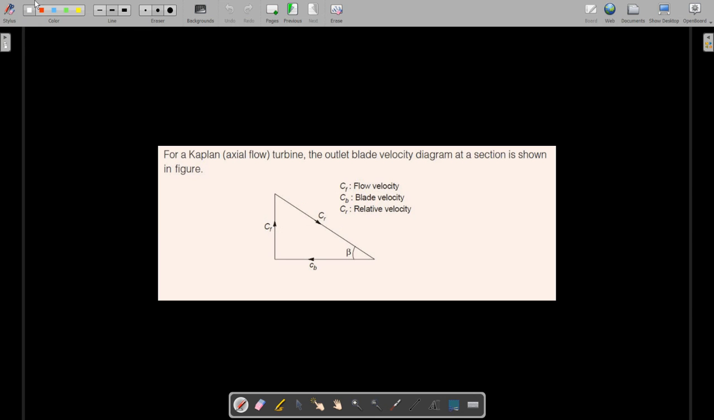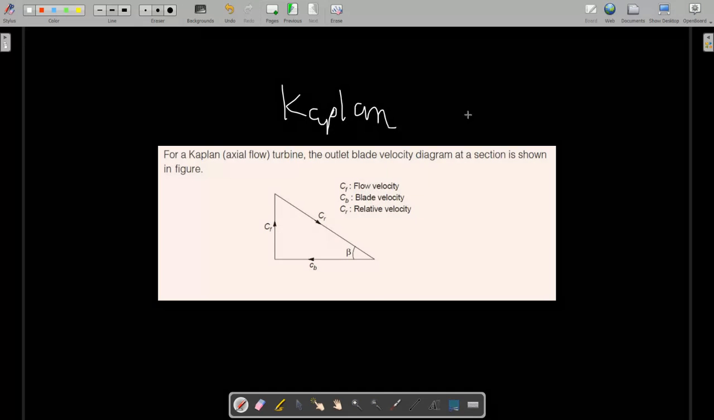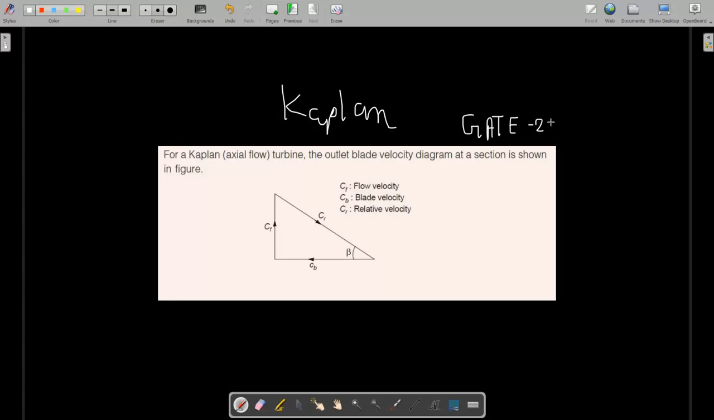Welcome back aspirants on MacTech 40, and today we will solve one question based on Kaplan Turbine, and this question has been asked on GATE 2020 morning session. So this is a very basic question and lots of fundamental things are included.